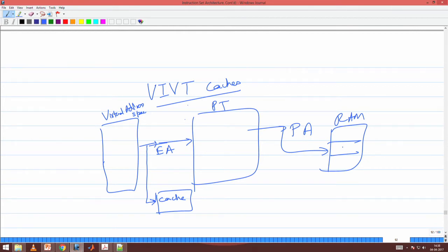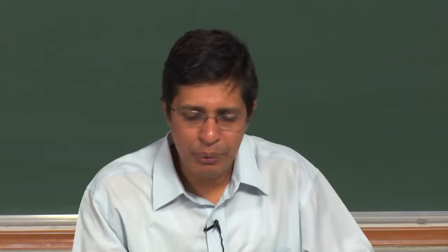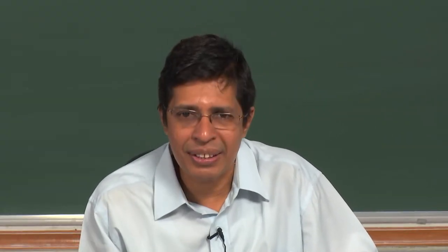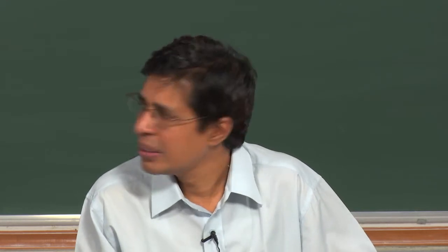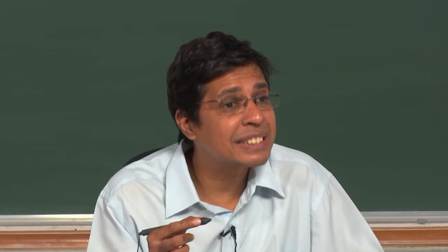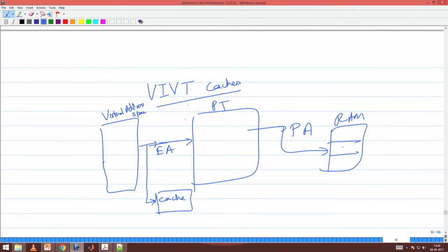Now that means what I am going to store in the cache is the effective address. I am using the effective address to index into the cache, and I am also using the bits of the effective address as the tag bits, right? So essentially this comes as a thing.